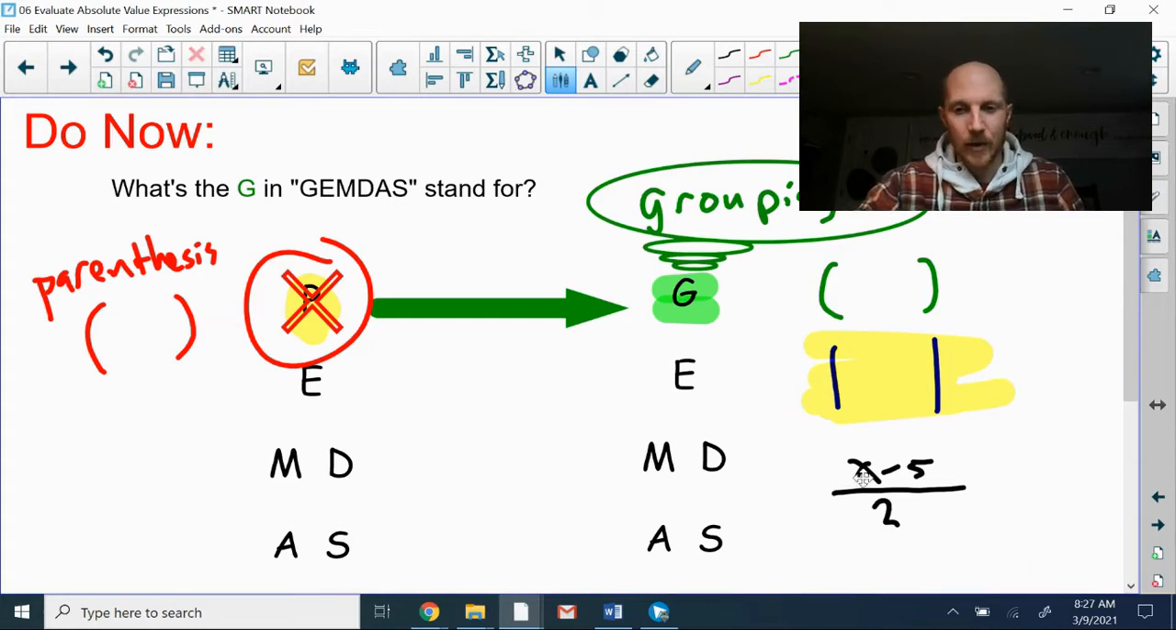Still means exactly the same thing. That big fraction line or division line groups together the things on the top. And there's a number of other symbols that we use. I'm not going to list them all here.